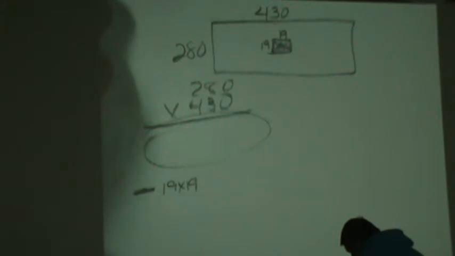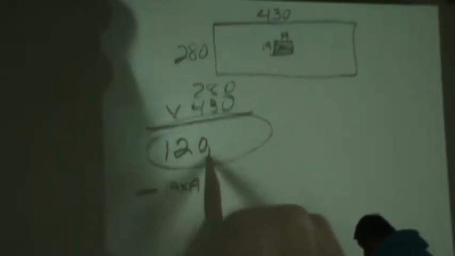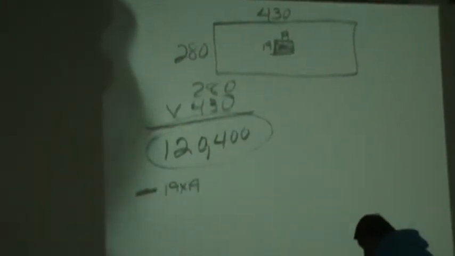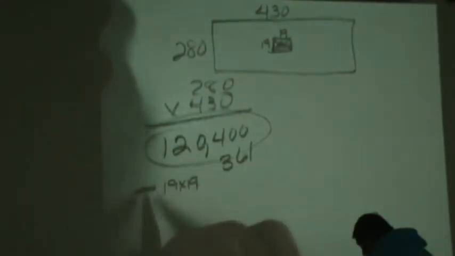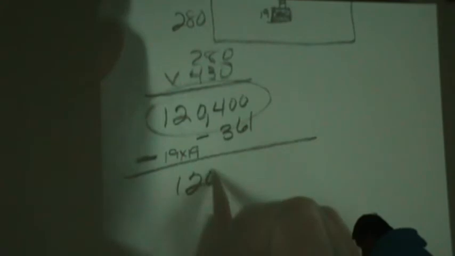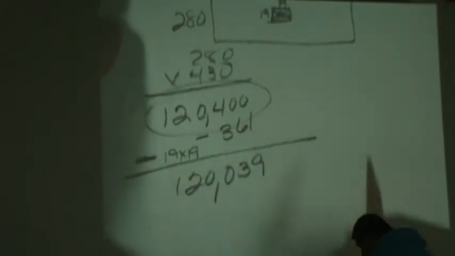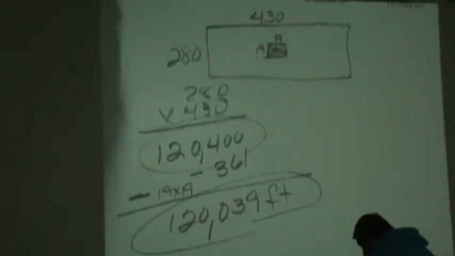280 times 430 is 120,400. 19 times 19 is 361. So you're subtracting that. So 120,400 minus 361, 120,039. And we got to look for units. These were in feet. So that's square feet. 120,039 square feet remain.